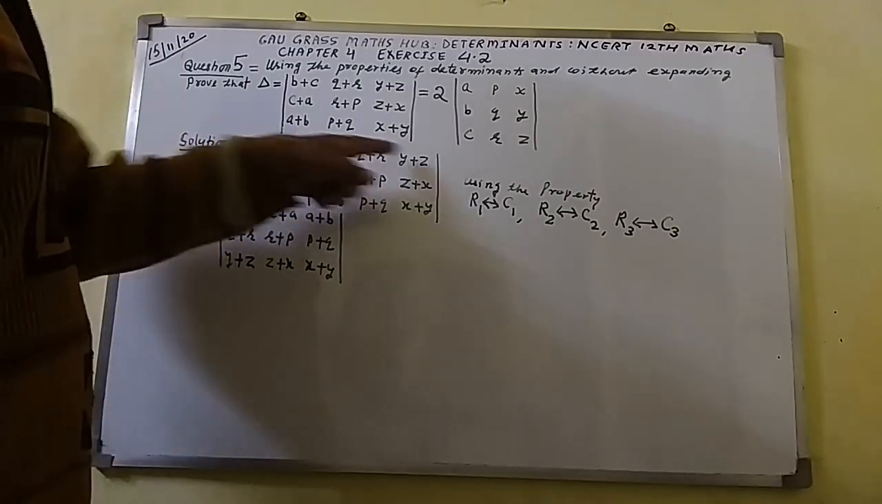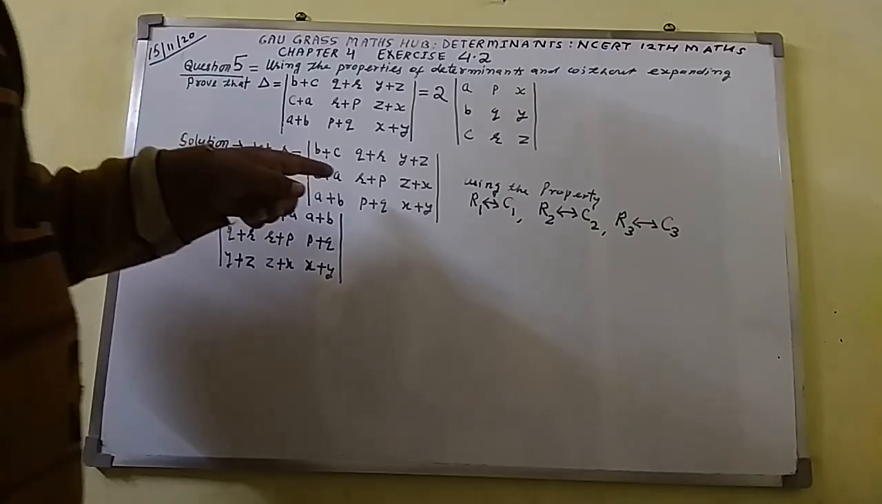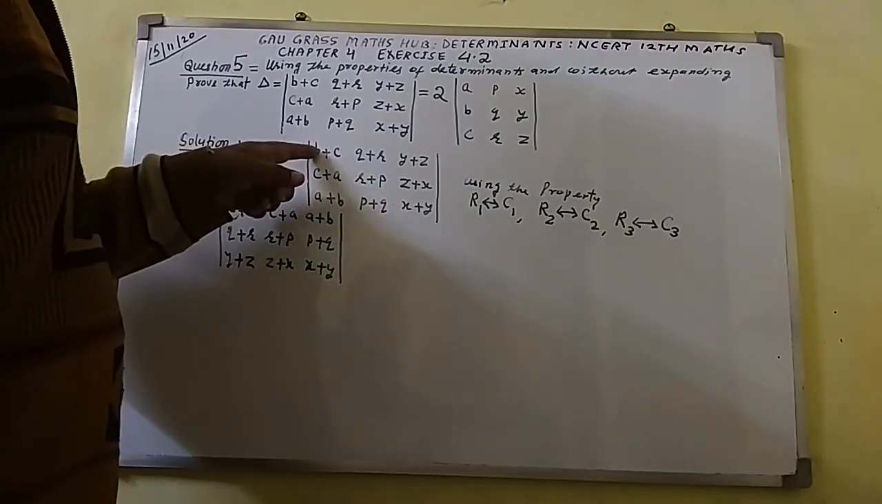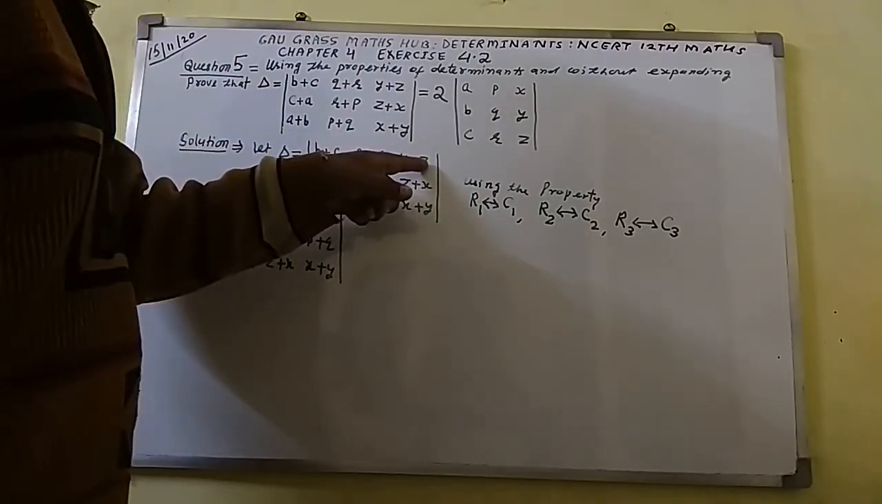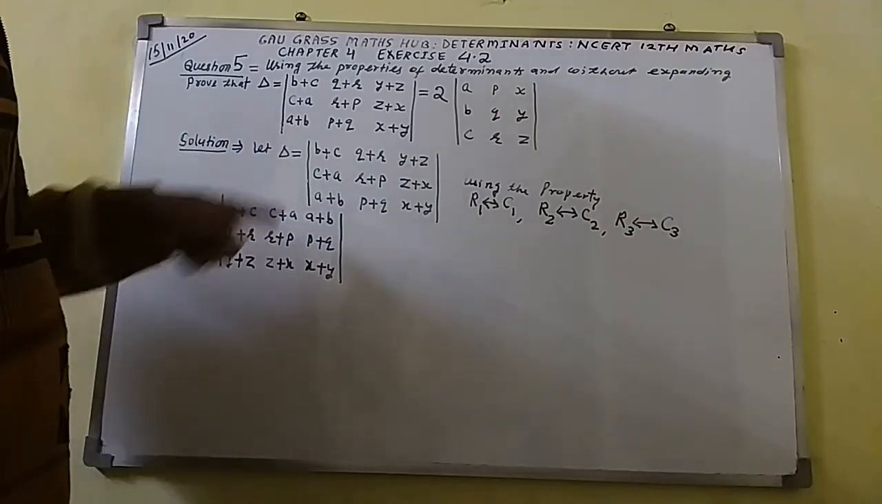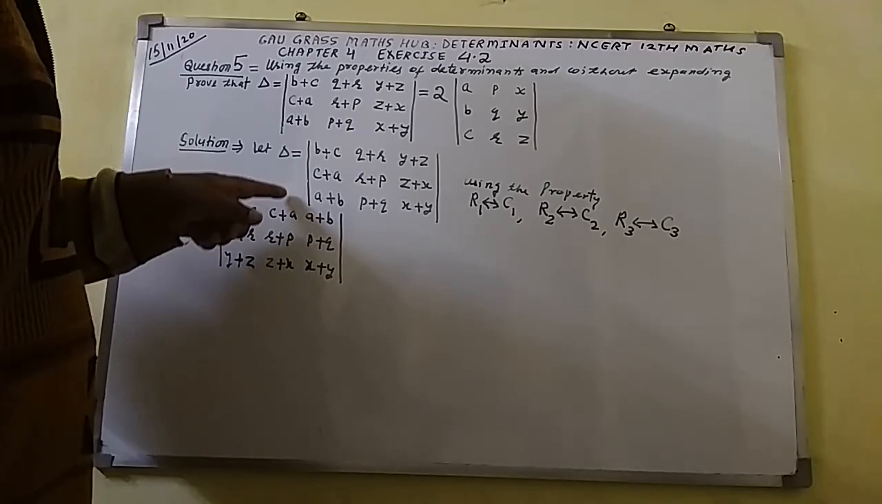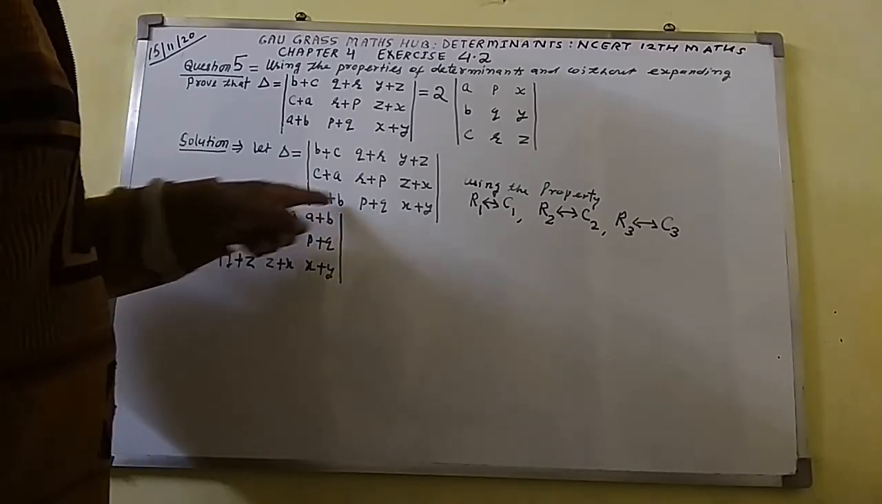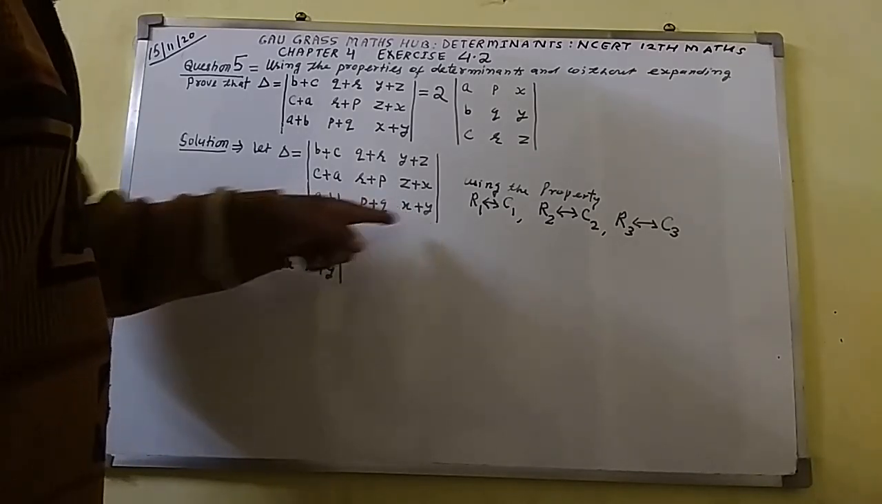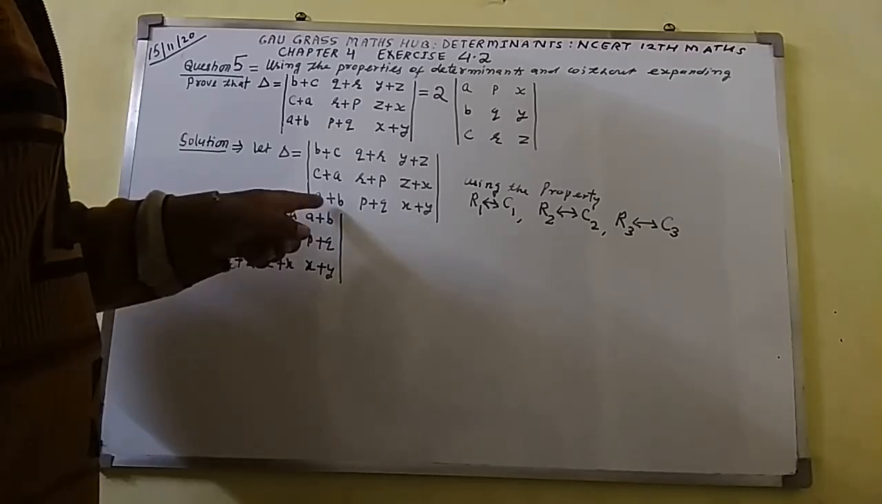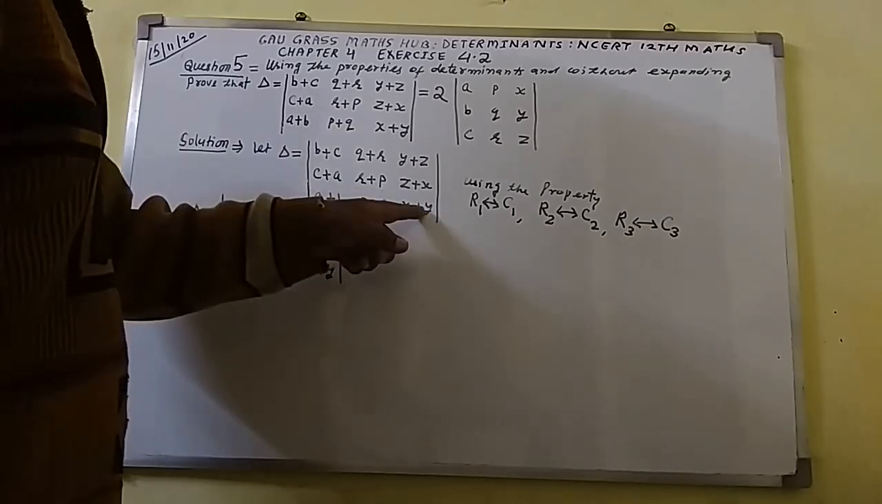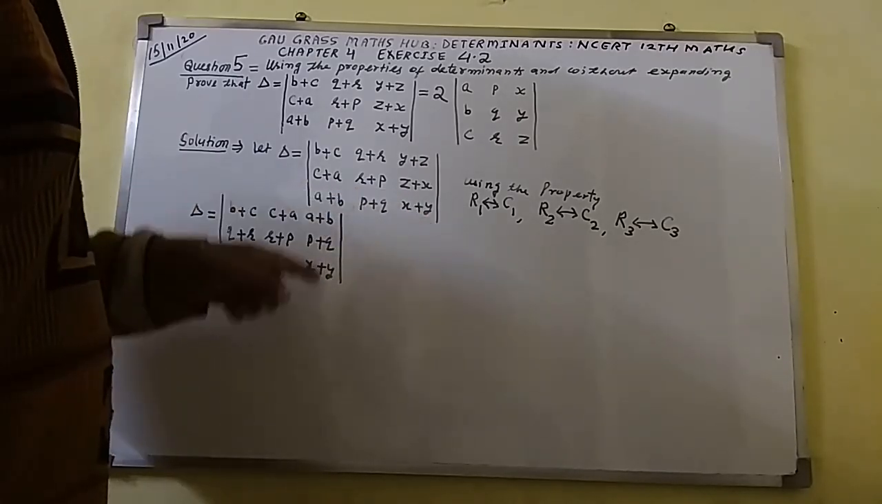Here first row. Repeat once again. Here first row will become here first column. Here second row will become here second column. Here third row will become here third column. So here you can see this is the third row will become here third column.